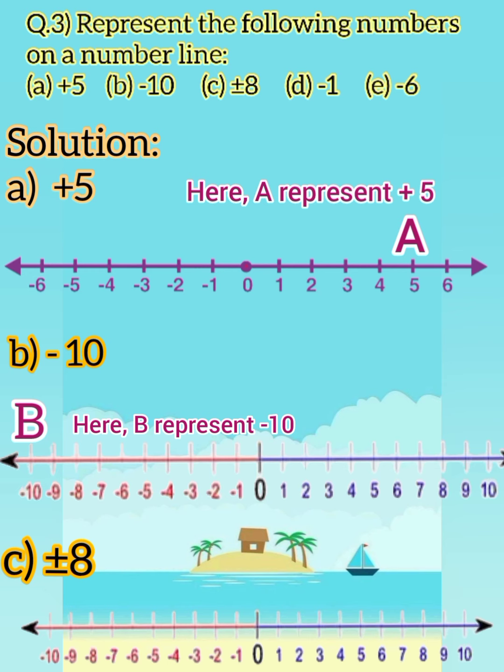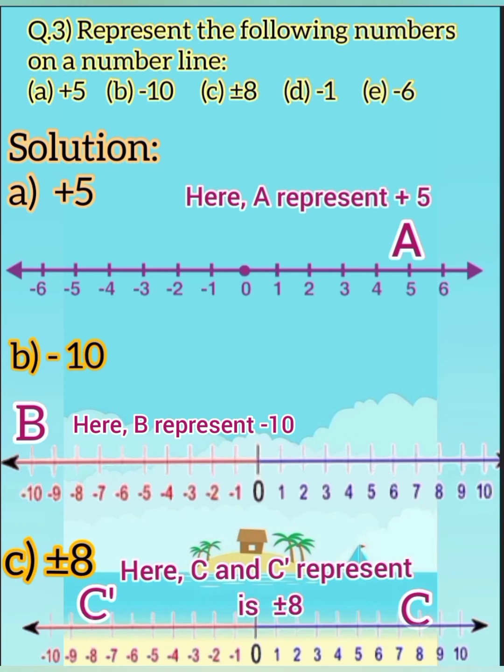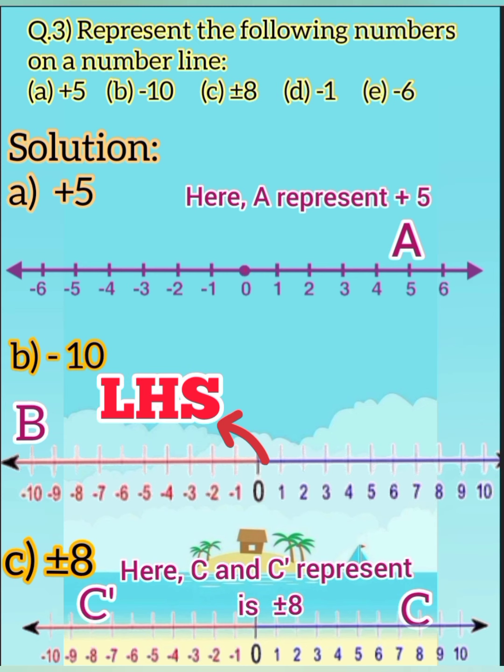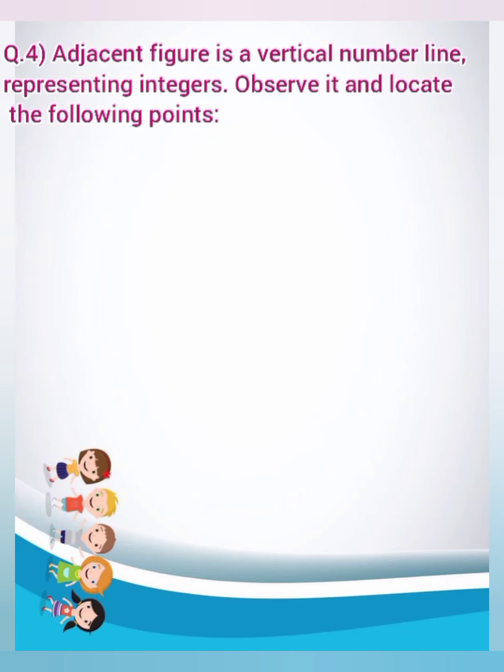So here plus 8. Okay, at point 8 we will write here positive C, and at point minus 8 we will write minus C. So here C and minus C represent plus 8 and minus 8. As you all know, positive numbers are on right hand side and negative numbers on left hand side. Isn't it so simple to understand this concept? Yes, my dear students.